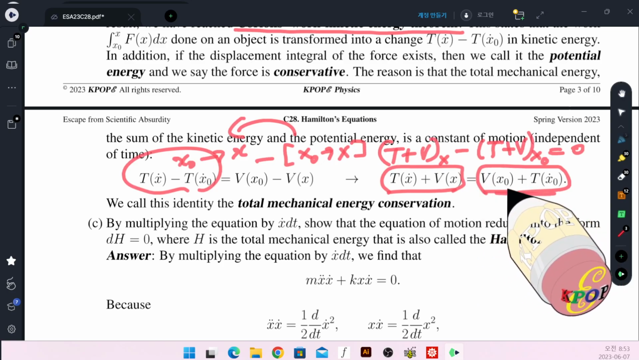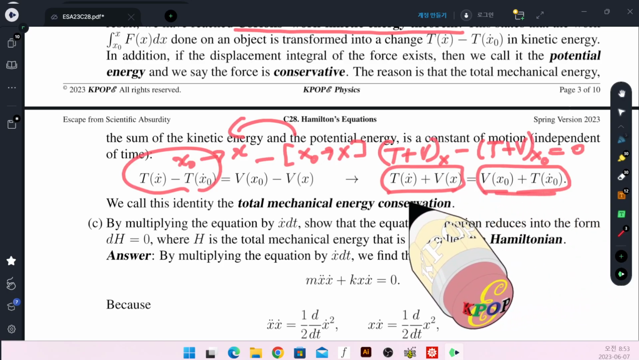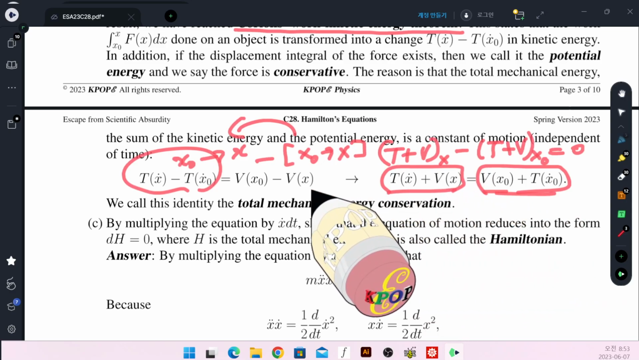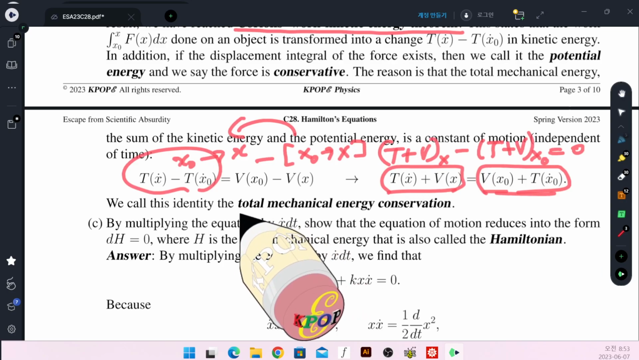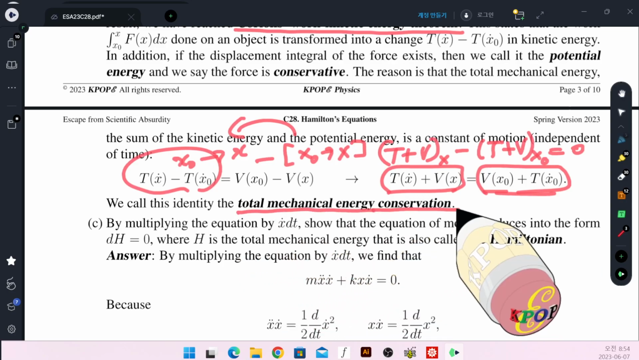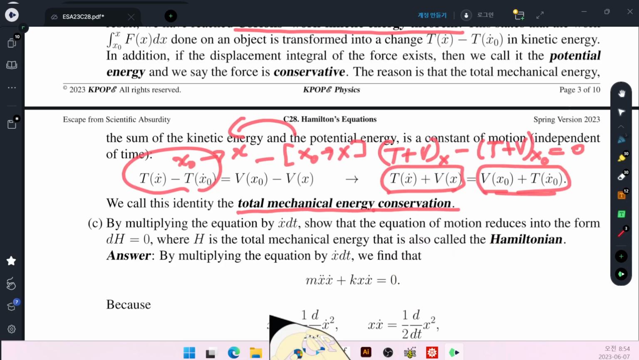Conservative means it's independent of time, independent of position. So this is called a conservative quantity. This conservative quantity is called the total mechanical energy, and we call this relation the total mechanical energy conservation.